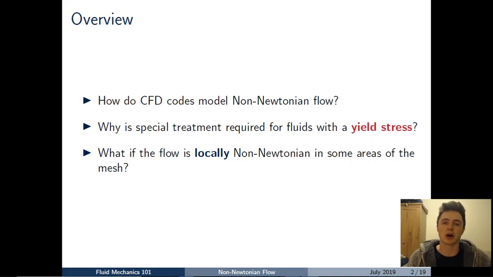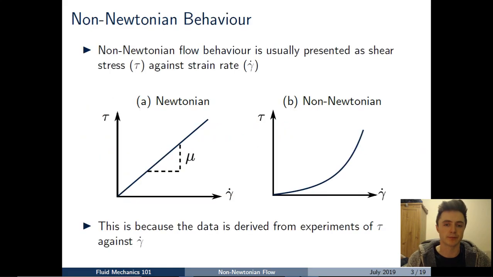Non-Newtonian fluids in CFD. So just to give you an overview of what I'm going to talk about today, I'm going to start by talking about how do CFD codes model non-Newtonian flow. I'm then going to look at why is special treatment required for fluids which have a yield stress. And then finally, I'm going to finish off by looking at what if the flow is locally non-Newtonian in some areas of our mesh where the rest of the flow may be Newtonian in behavior.